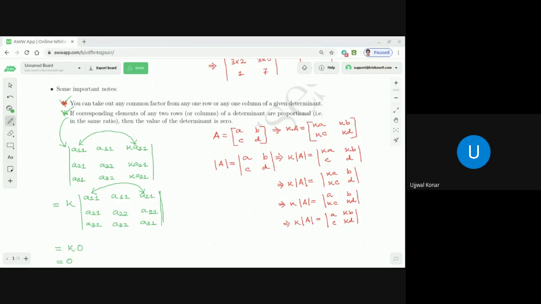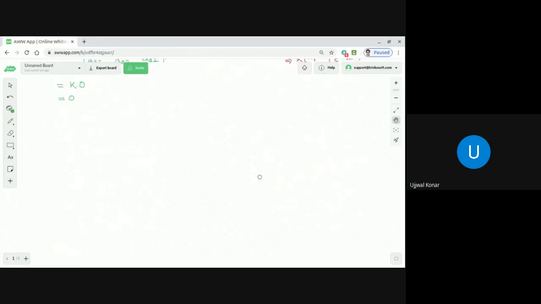Let me repeat that statement. If some or all elements of a row or column of a determinant are expressed as sum of two or more terms, then the determinant can be expressed as sum of two or more determinants. Let me show you exactly what is meant by that. Just give me a few seconds so that I can bring this on the digital board. So yes, it has come.